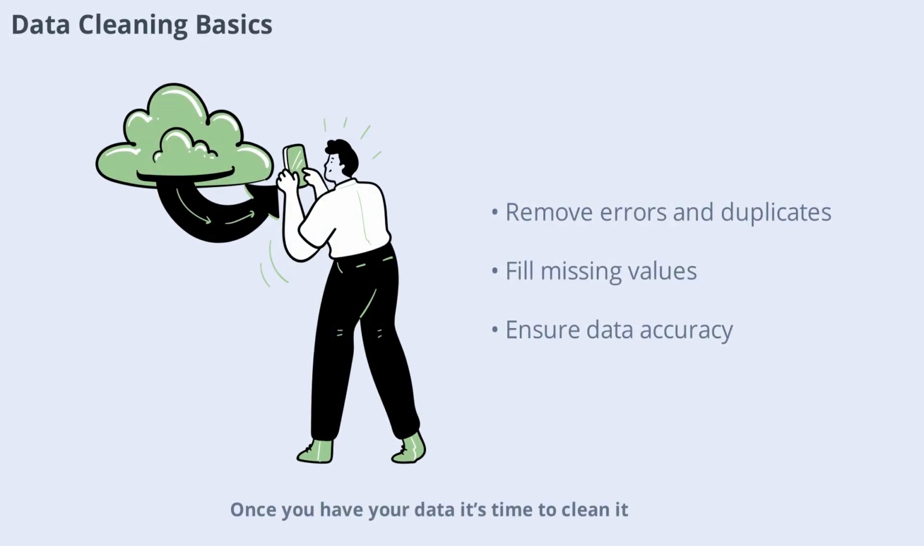Once you have your data, it's time to clean it. Data cleaning means checking for errors, missing values, or inconsistencies that could skew your results. This step might involve removing duplicates, correcting typos, or filling in gaps. Clean data ensures that your analysis is accurate and trustworthy. Skipping this step can lead to misleading conclusions, so always take the time to prepare your data properly.